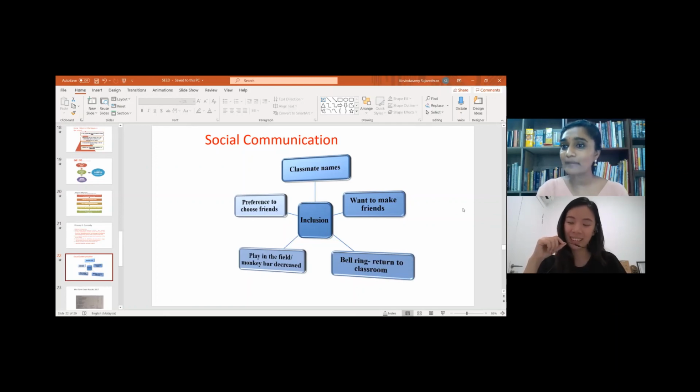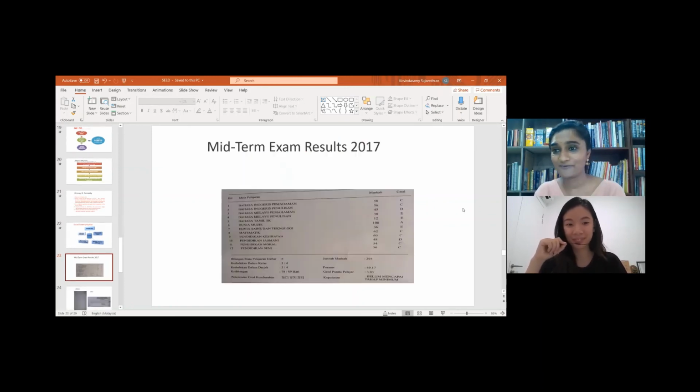During PE time, he used to go to the monkey bar to avoid being in the group. And then he started having a preference to choose friends. He started saying who he likes and so on. And he had very lovely classmates. So this was his midterm result. If you look at it, it's not a very great achievement. C, D, E, A, music, he got an A, and all those things.